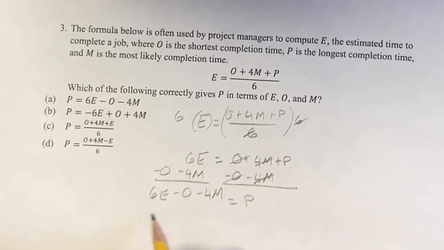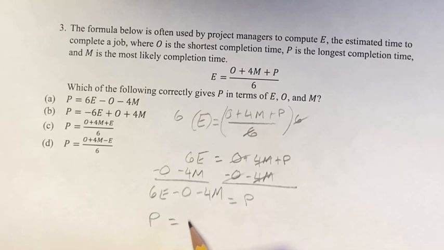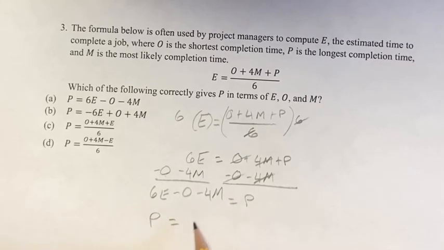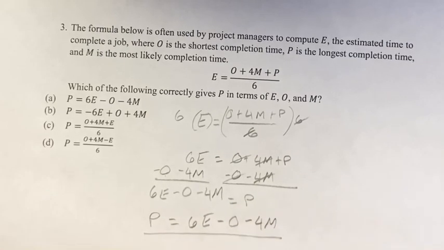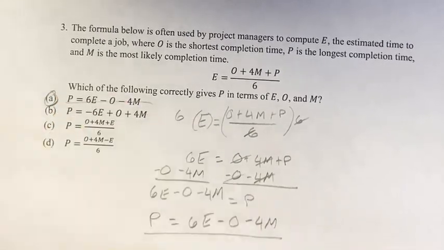And then just flipping the sides, so we have P equals, right? It doesn't actually change anything with the equation, but it's going to match one of our answers here. 6E minus O minus 4M. This is equal to A, which is going to be your final answer.